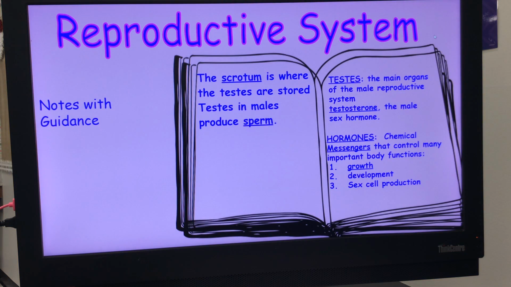For your notes entry, you will write the scrotum is where the testes are stored. Testes in males produce sperm. Testes are the main organs of the male reproductive system. Testosterone, the male sex hormone. Hormones are chemical messengers that control many important body functions, growth, development, and sex cell production.